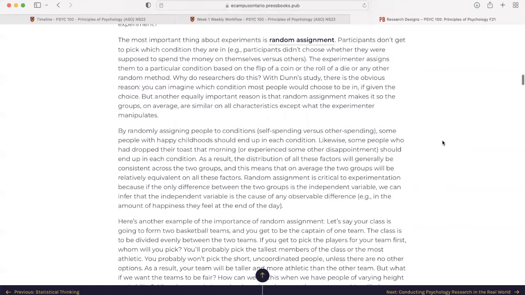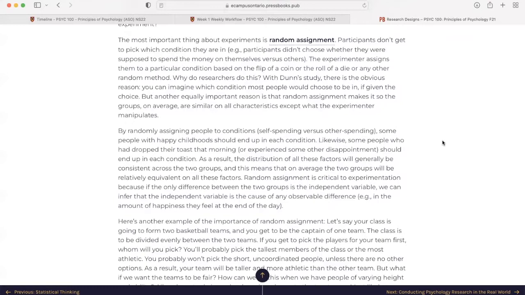By randomly assigning people to conditions, self-spending versus other spending, some people with happy childhoods should end up in each condition. Likewise, some people who had dropped their toast that morning or experienced some other disappointment should end up in each condition. As a result, the distribution of all these factors will generally be consistent across the two groups. And this means, on average, the two groups will be relatively equivalent on all these factors.